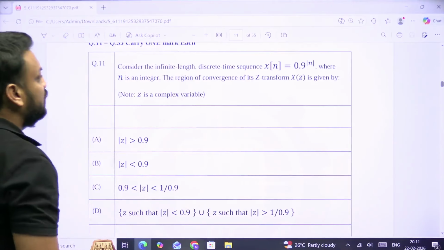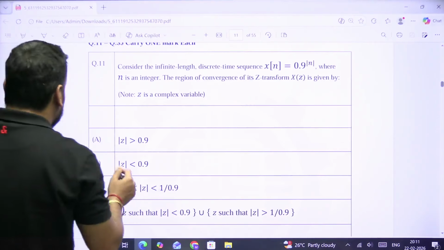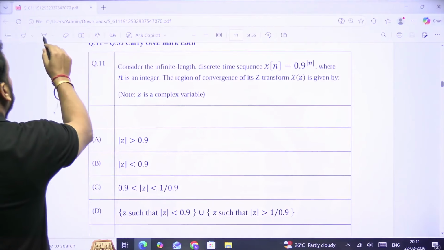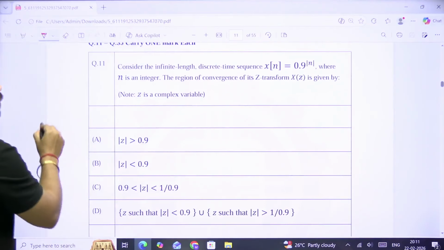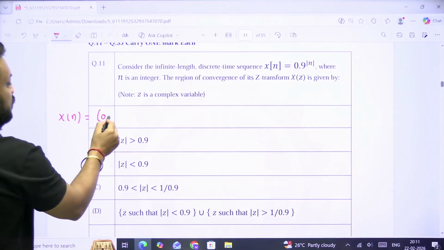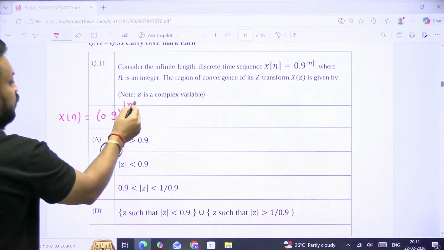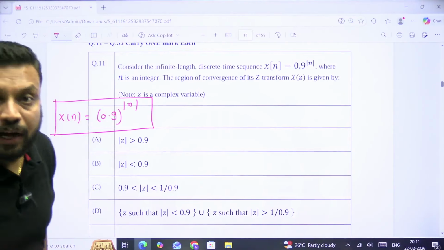पहला question है, consider the infinite length discrete time sequence x of n equal to. Let's solve here only. The question is saying कि x of n is equal to 0.9 की power mod of n. And the examiner is simply asking for its ROC.